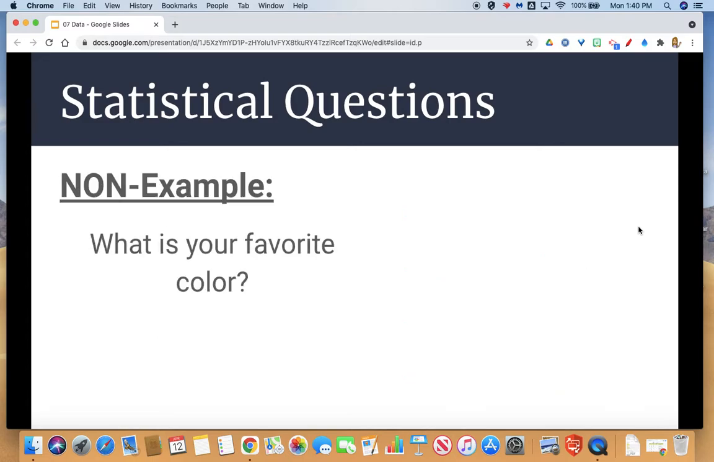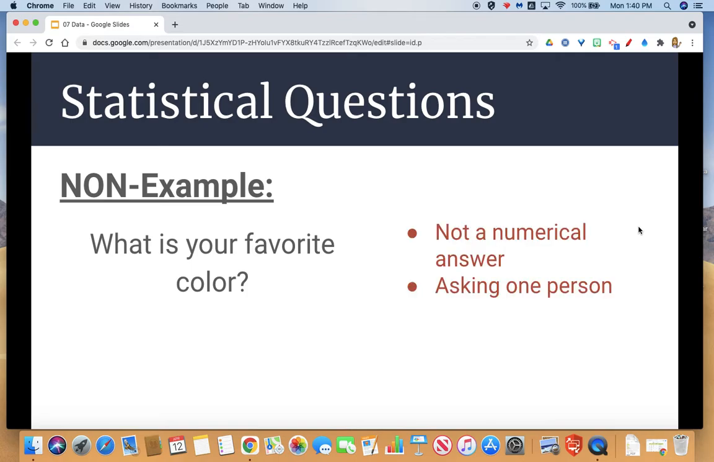Here's a non-example. What is your favorite color? Why wouldn't this one work? Well, we're not going to get a numerical answer if we're asking about favorite colors. And notice how we didn't ask a group. We're only asking one person. What is your favorite color? That would only give us one answer. So we want to specify a group that we would be asking about their favorite color.